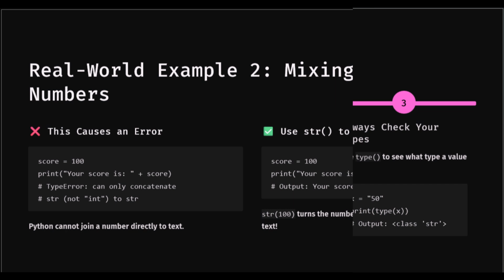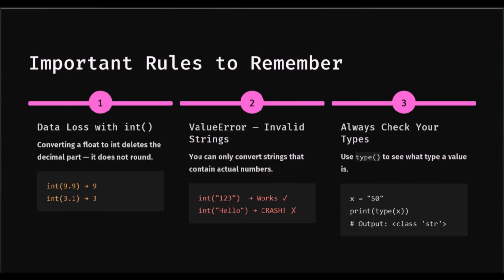Just remember, whenever you want to join a number to a string, the str function is your best friend. To wrap up our lesson on typecasting, let's look at 3 very important rules that every Python programmer should know. First, be careful with data loss. When you convert a float, a number with a decimal, into an integer using the int function, Python does not round the number. Instead, it simply deletes everything after the decimal point. As you can see on the slide, even a number like 9.9 becomes 9. This is a quick way to lose data if you aren't careful.